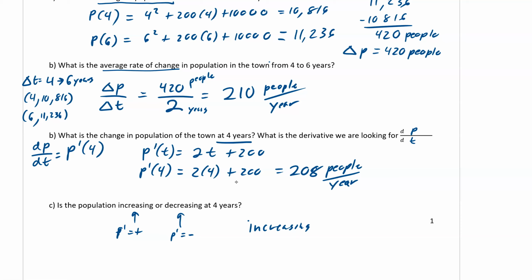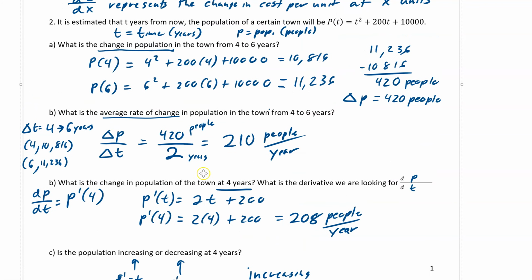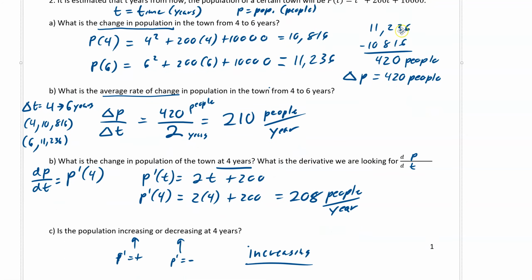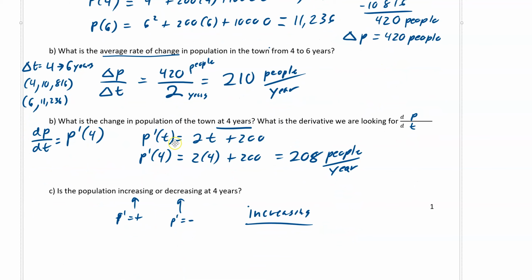Our population, the change in population, is 208 people per year. Our average rate of change was also 210 people per year. So at 4 years, we have a 208 people per year increase. That's our change in population. So just like our dC dx represents the change in cost per unit of x at x units, our P prime represents the change in population per unit of time at t units.